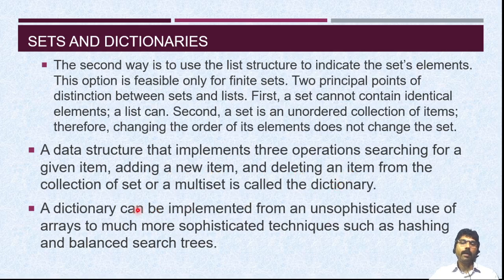A dictionary can be implemented from an unsophisticated use of arrays. We can create a dictionary using either arrays or some more sophisticated techniques called hashing or balanced search trees. These are some of the techniques for implementing dictionaries.